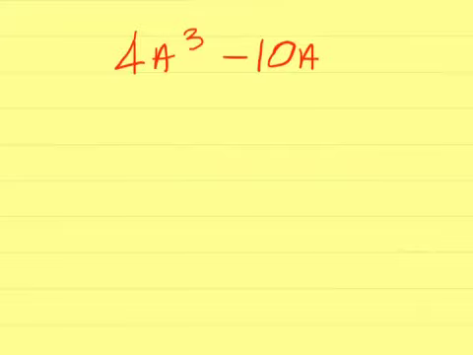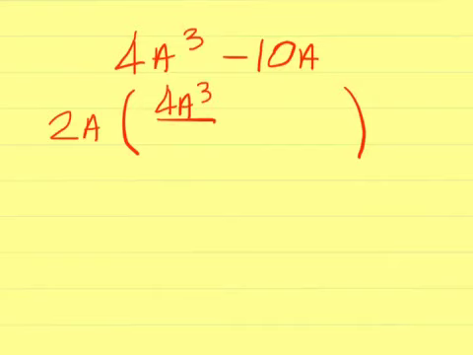In this problem, you have 4a to the third minus 10a. Concentrate on the numbers first. 4 and 10. What is the highest number that comes out of 4 and 10? 2. Then concentrate on the variables. What's the highest power of a we can take out? Yeah, just a. Now go back and divide everything on the inside here by 2a.